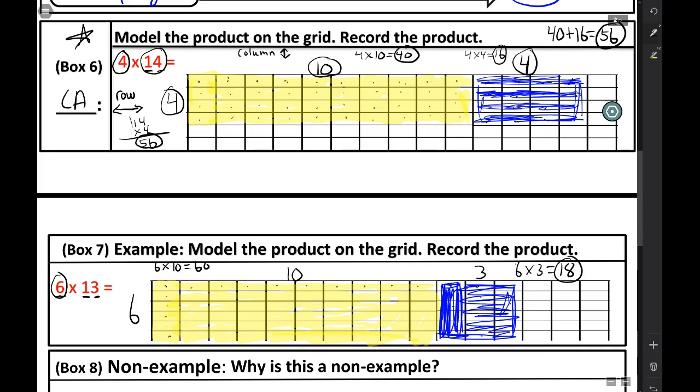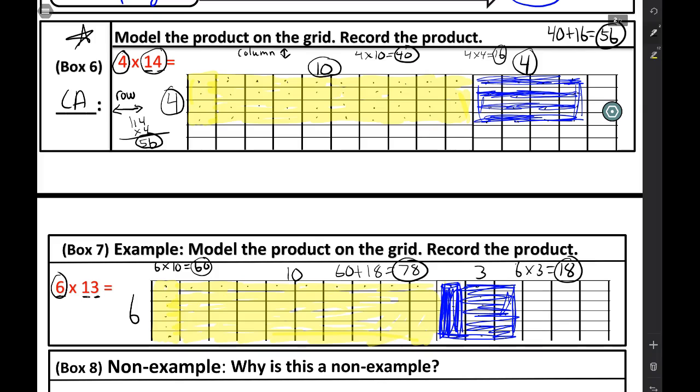So I did get 18 right here, and I do have 60 right here. So now what I need to do is take the 60 plus 18. So I do get 78. That is my product right there. Okay, so awesome job if you got that.